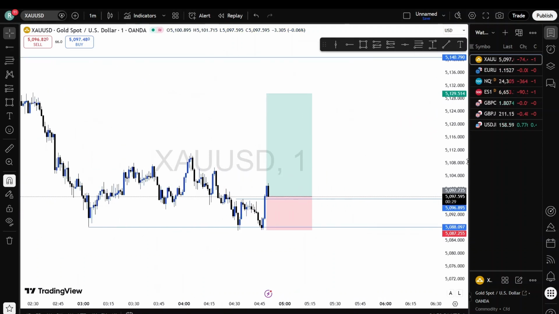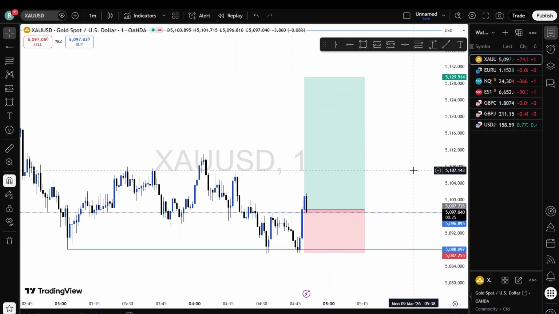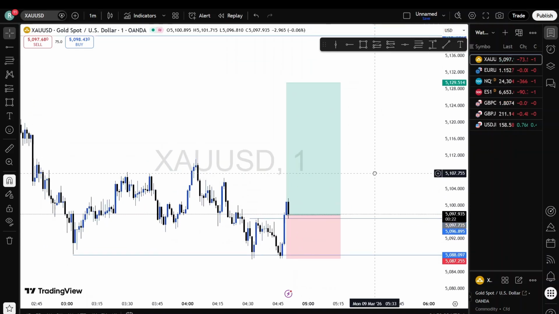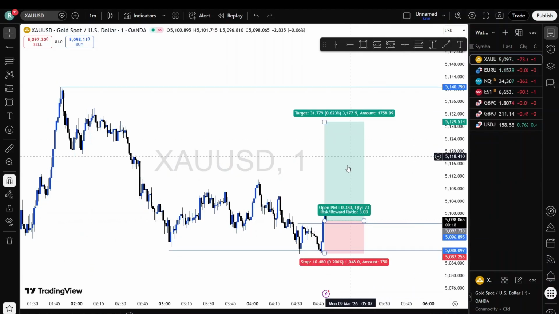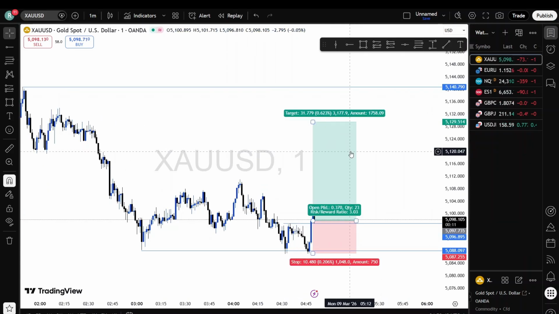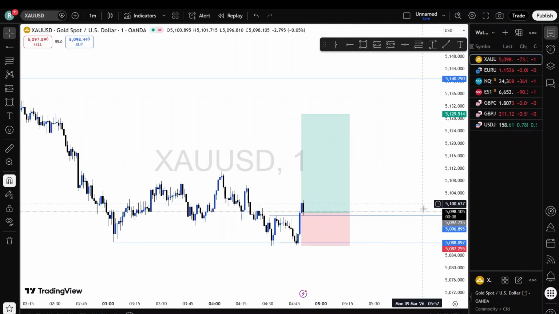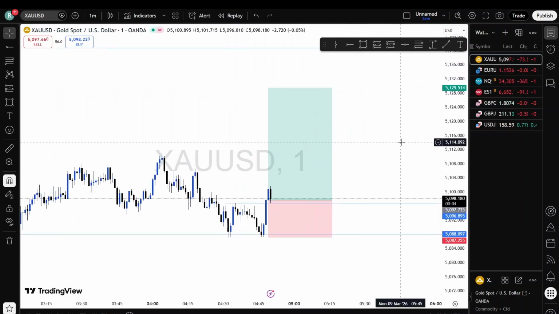We got tagged in. Now let's see what happens. The TP is this one, but we can quickly get out of the trade here only at our 1 is to 3. So let's see.